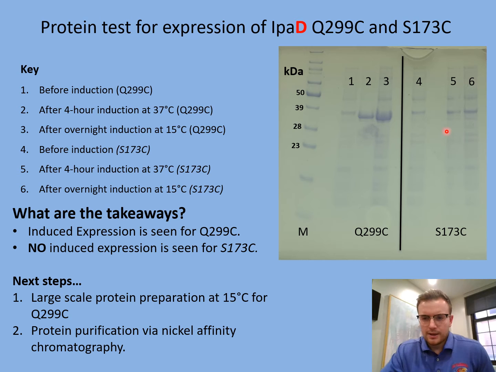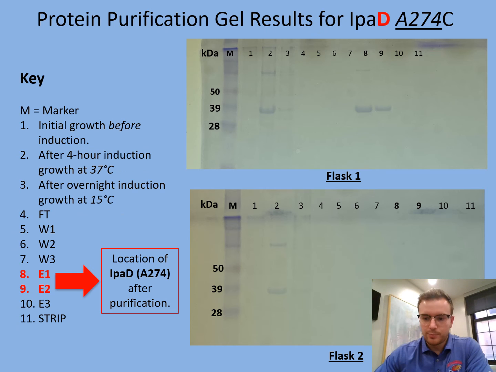And then in this mutant, the S173C, we saw no induced expression, and therefore that was the end of the road for that mutant. The protein purification results showed in lane 8 and lane 9, I got protein in the elution cycles. So that's our location of the protein.